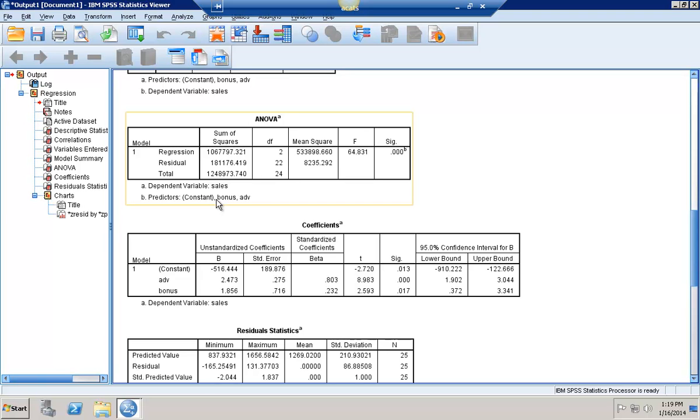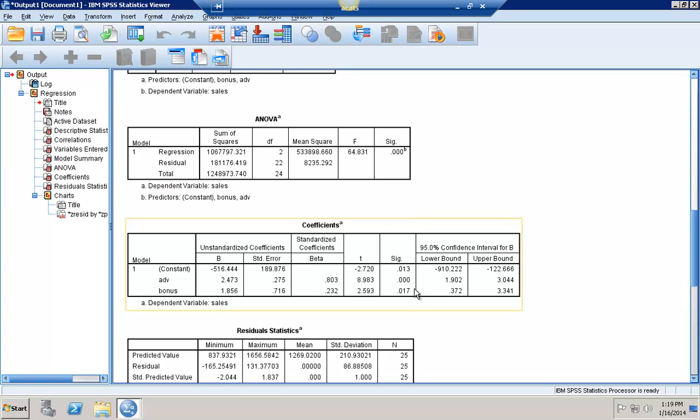For advertising, I would interpret that 2.743 beta coefficient by saying for every $100 increase in advertising, sales are expected to increase by $2,743, ceteris paribus. Then I can go on and I can look at the t statistics here for my beta coefficients. I don't care about beta 0, the constant, the intercept, that has no real value for me.